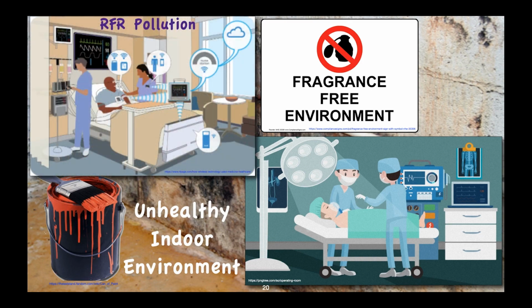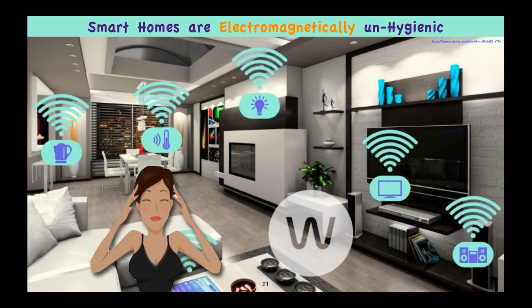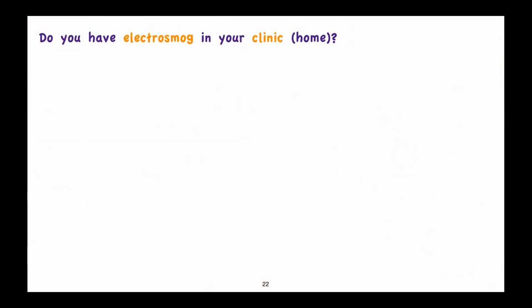That is why it is so hard for us to watch as hospitals increase their use of wireless technology and contaminate with microwave radiation hospital rooms, intensive care units, waiting rooms for patients who are already ill and can't tolerate more attacks on their body. Hospital staff also deserve to be working in a clean, safe hospital environment. Smart homes are electromagnetically unhygienic and should be avoided as much as possible.